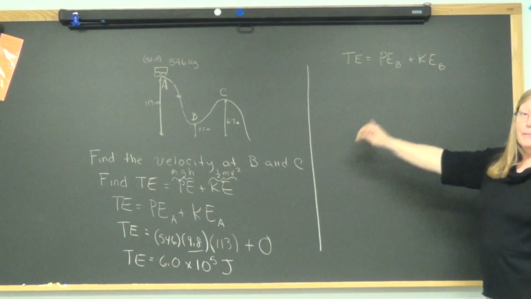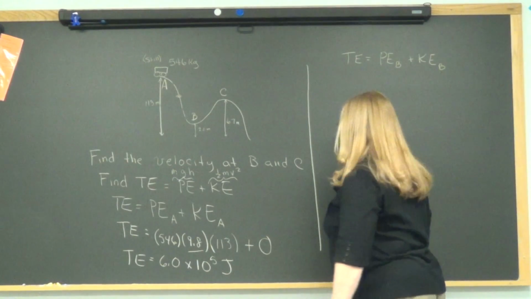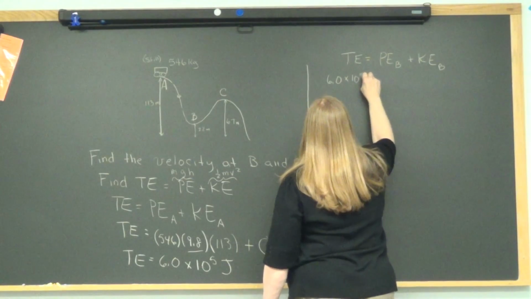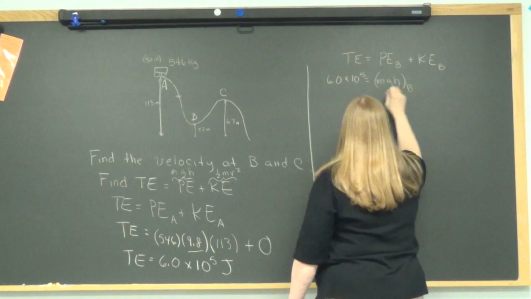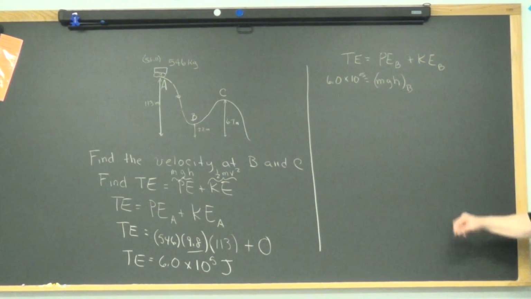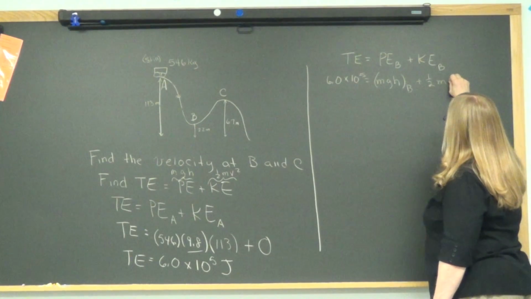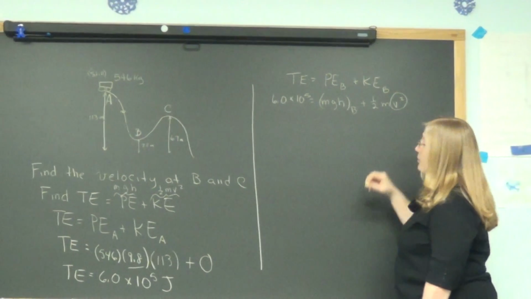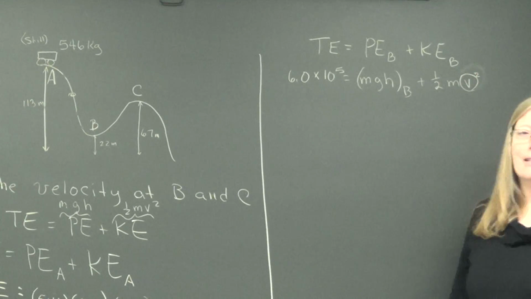But now we know some stuff. We know total energy. We went over to point A and got it, so we'll bring it over here. 6.0 times 10 to the 5th equals, now we need an mgh at B. Will we be able to get an mgh at B? Yes. And will we be able to get kinetic? Well, it's 1/2 mv squared, so we'll know everything except v, which is what we're looking for. I shouldn't circle the squared because we're going to have to get rid of that.